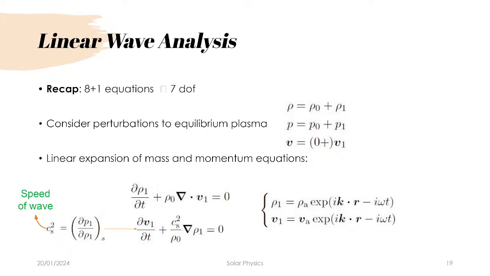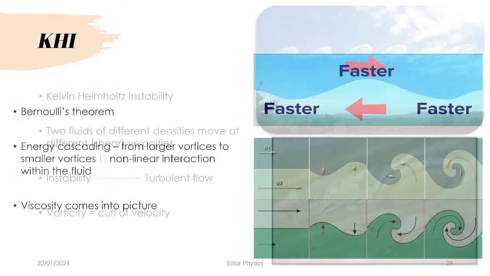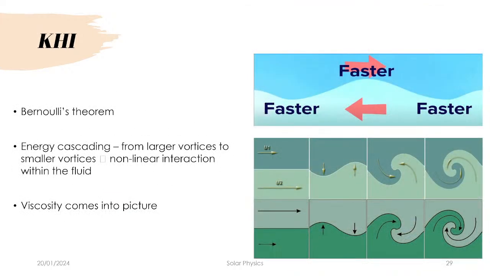Vorticity is basically the curl of your velocity field. And why is it important? Because the curl of your velocity field gives rise to vortices, which you have seen, and this is a major center for energy cascading to happen. I will come to that point in a while. Before that, I will explain what KHI is.